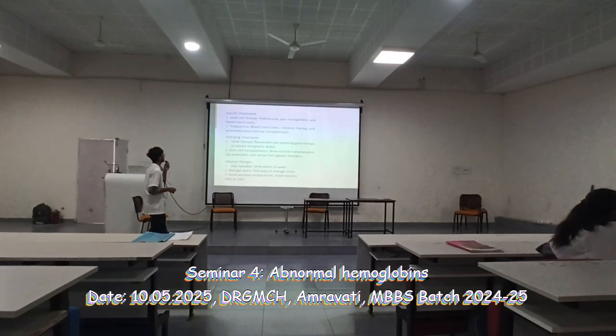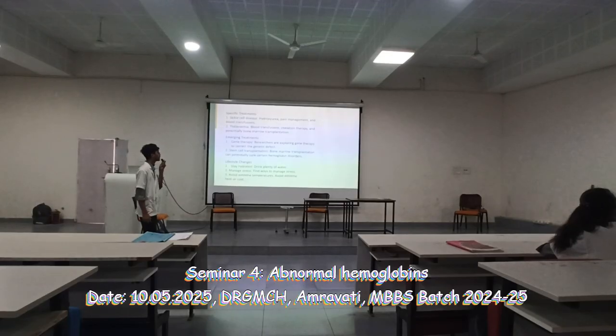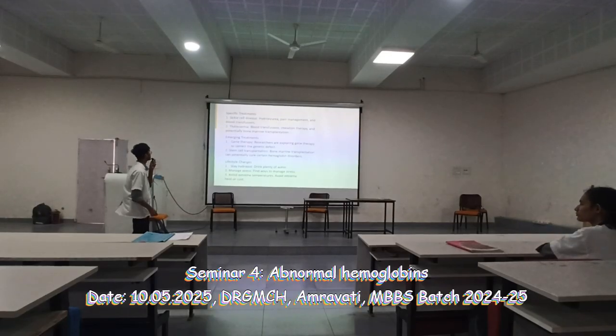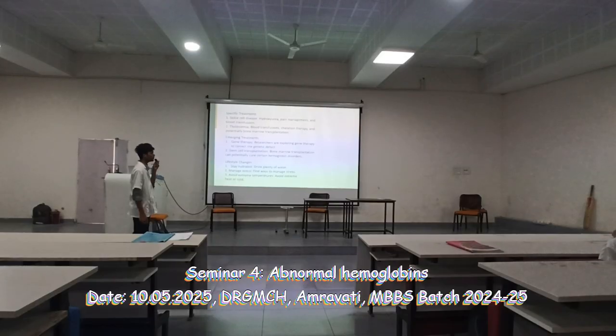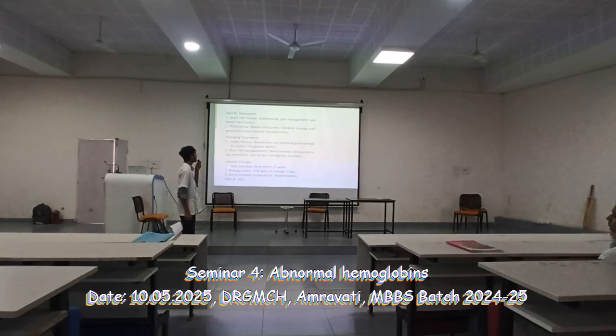Then thalassemia. In case of thalassemia, blood transfusion, chelation therapy and potentially bone marrow transplantation are the methods used for the treatment of thalassemia. Then emerging treatments, gene therapy. Researchers are exploring gene therapy to correct the genetic defects. Stem cell transplantation: bone marrow transplantation can potentially cure certain hemoglobin disorders like sickle cell anemia.